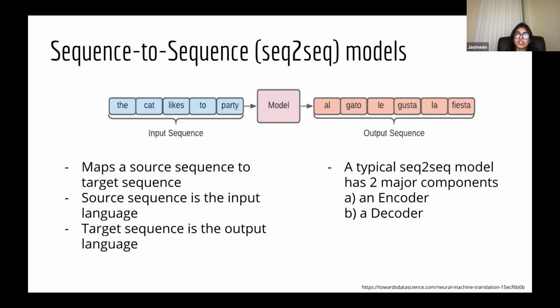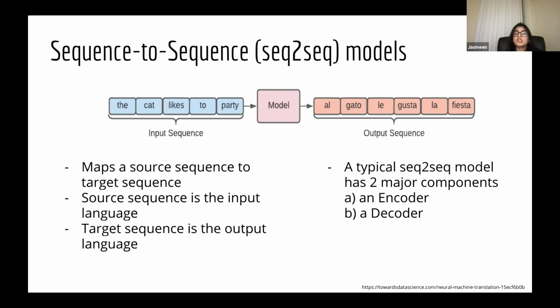The most commonly used model to make these translation systems is a sequence-to-sequence model. The sequence-to-sequence model maps a source sequence to a target sequence. The source sequence is the input language to the machine translation system, and the output sequence is the output language. These models are used for a variety of NLP tasks, such as text summarization, speech recognition, etc. Our aim here is to translate a given sentence from one language to another. A typical sequence-to-sequence model has two major components, an encoder and a decoder.